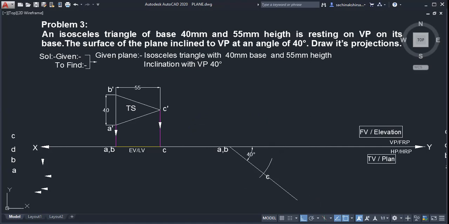Okay, now what to do? What is our next stage? So we have rotated the edge view. Whatever the condition, it is not on our own that we have rotated. In the condition only it is given: the surface of the plane is inclined to VP at an angle of 40 degrees. So that's why we have drawn one line of 40 degrees and rotated its line view or edge view. Now what to do?